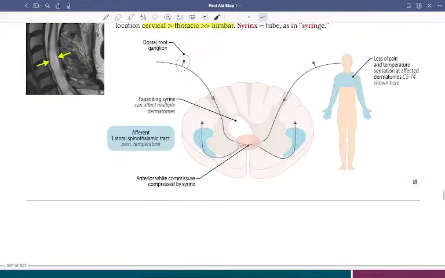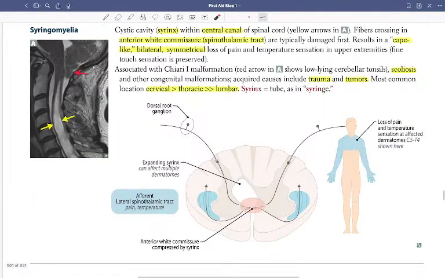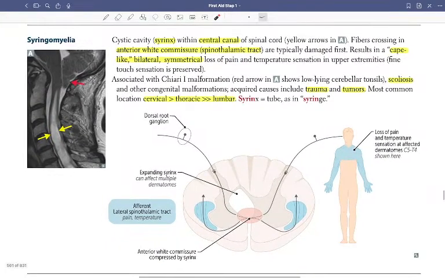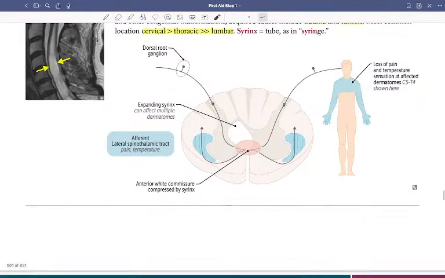Here you can see the syrinx. Done? A cystic cavity within the spinal cord, within the central canal of the spinal cord.